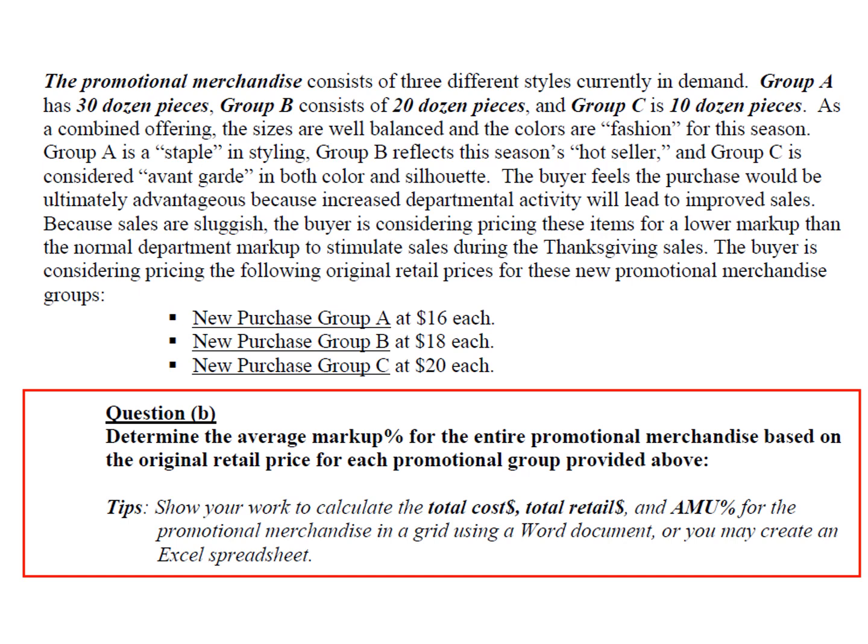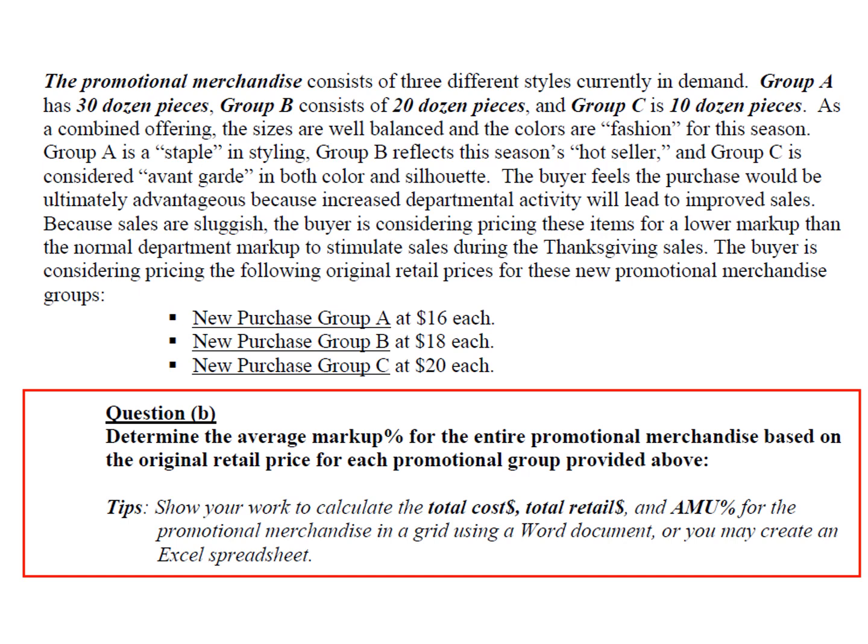Combining these pieces of information together, I would recommend drawing a grid in a Word document, or you can use Excel; either way is fine. Calculate the total cost and total retail for these three groups of promotional merchandise all combined together, from which you can calculate the AMU percent, the average markup percent. So that is the question. I would expect to see total cost dollar, total retail dollar, and AMU percent in your answer.